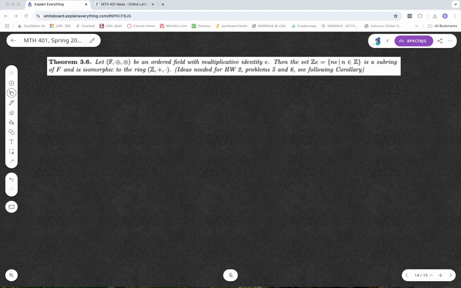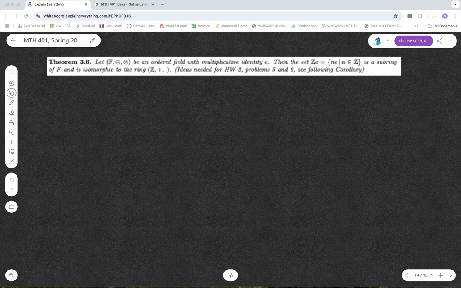All right, a couple of people asked about theorem 3.6, where we're showing that this set ZE is a subring of F and is isomorphic to the ring Z plus times. If I went through the whole thing, it would be quite a long process, so I'm going to go through some of the highlights. I'm not sure if I'm going to type everything up though. So we'll just see. I'll give myself 30 minutes and then see where we're at.